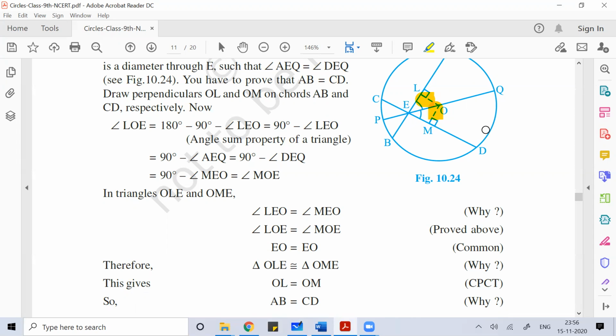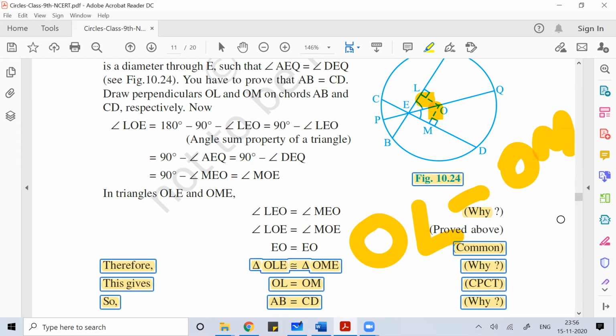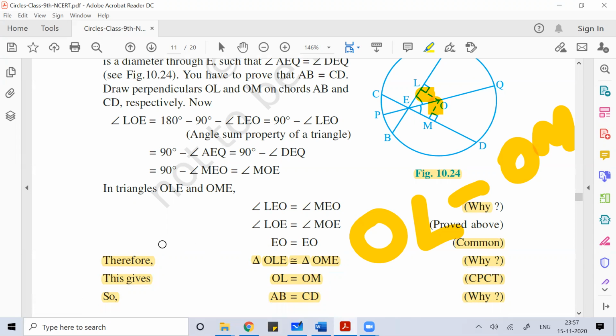And at the same time, there is one theorem we have studied, that chords which are equidistant from the center are equal. Here, OL is equal to OM, because you can prove that the triangle OLE is congruent to the triangle OEM. So the chords which are equidistant from the center are equal. That means AB will be equal to CD. So we can prove this very easily.